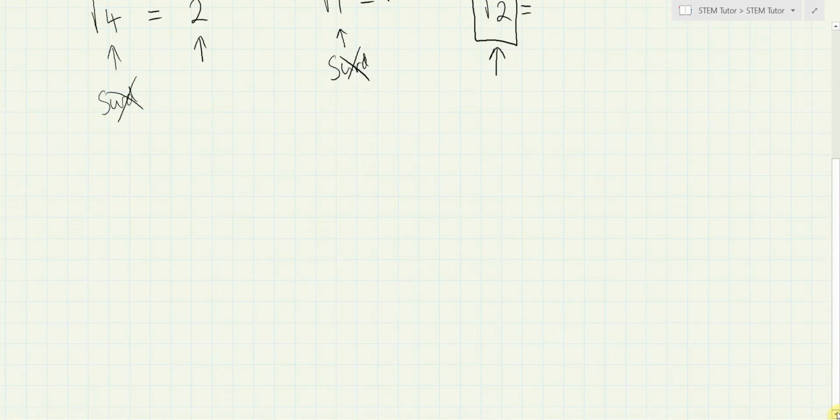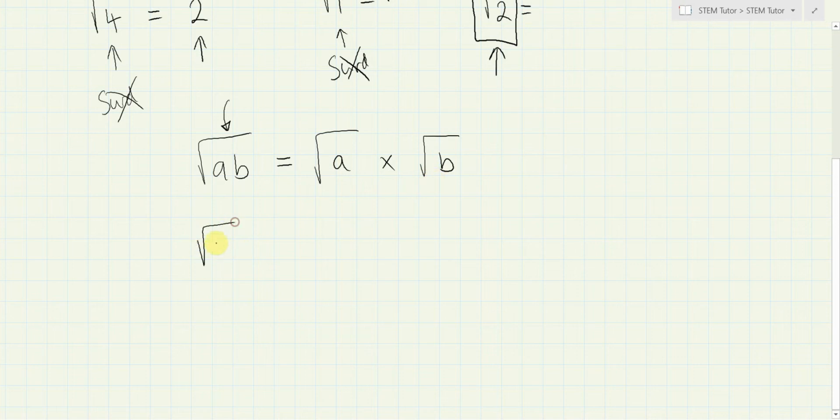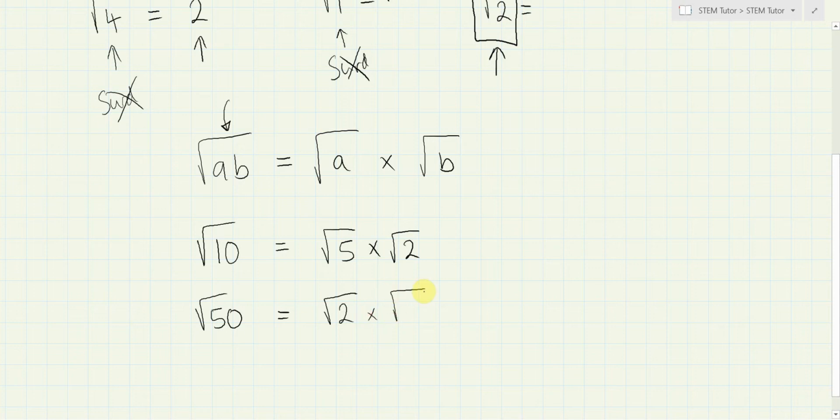Okay, so moving on with surds. Surds of the form AB, where A and B can be two numbers, can also be written as the square root of A multiplied by the square root of B, i.e. we can split this number by a factor. So for example, if I had the square root of 10, I could rewrite this as the square root of 5 multiplied by the square root of 2. If I had the square root of 50, I could rewrite this as the square root of 2 multiplied by the square root of 25, because 25 times 2 would give me 50, the same as up here 2 times 5 would give me 10.